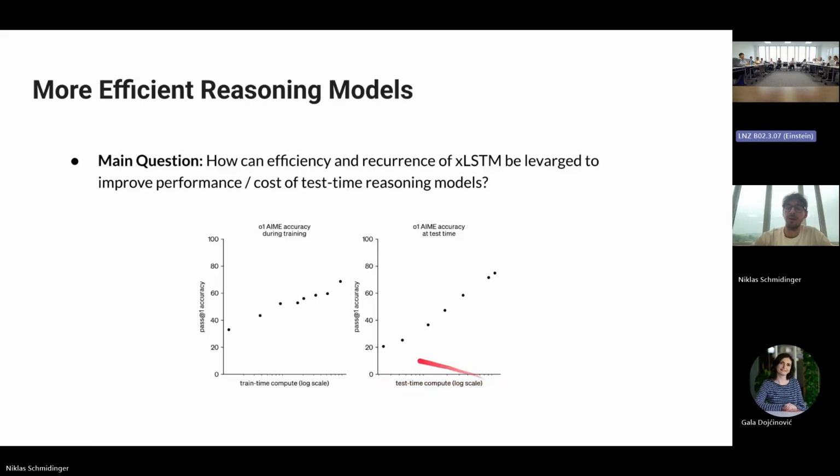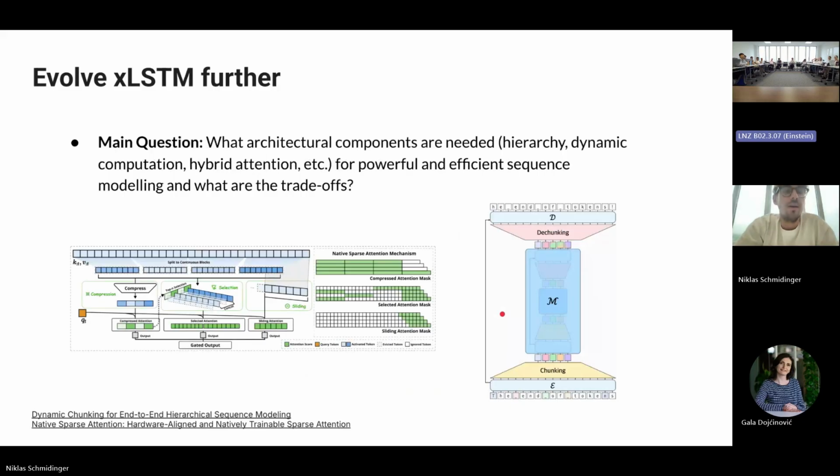Now with a recurrent model, you can sample much faster. This means for the same amount of compute, you get even more rollouts, for example, that you generate. If you're cheaper, you get better scaling for the same compute. So this should also improve this test time scaling law. And finally, it is just to evolve xLSTM further.